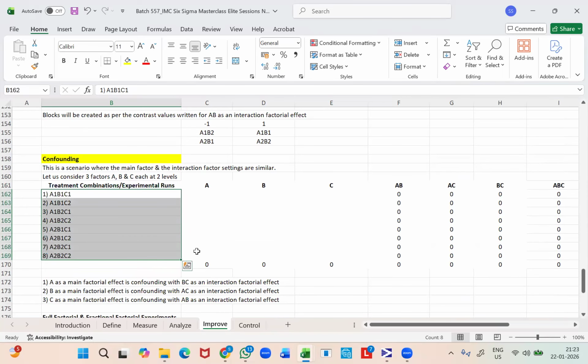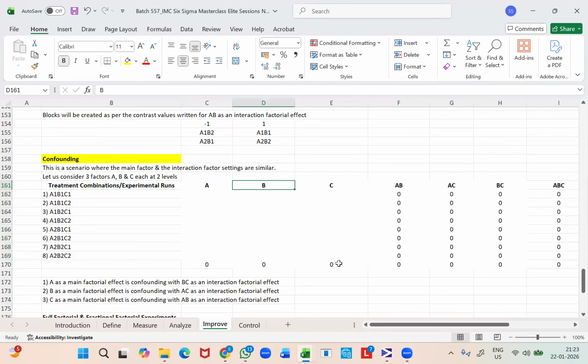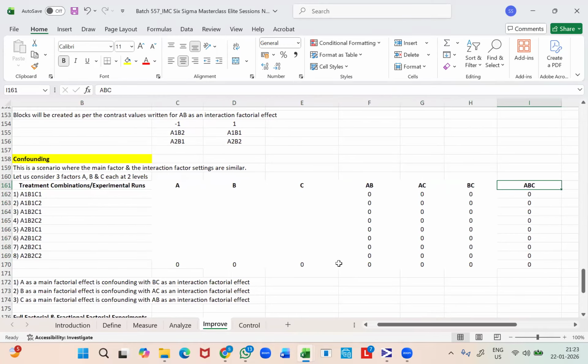And then how many factorial effects will we have for this scenario? When we have 3 experimental factors, we will have 7 factorial effects. So it will be 2 to the power of k minus 1, where k is 3. So 2 to the power of 3 is 8, and 8 minus 1 is 7. So what are the 7 factorial effects? A as a main factorial effect, B as a main factorial effect, C as a main factorial effect, AB as an interaction factorial effect, AC as an interaction factorial effect, BC as a two-way interaction factorial effect, and finally ABC as a three-way interaction factorial effect.